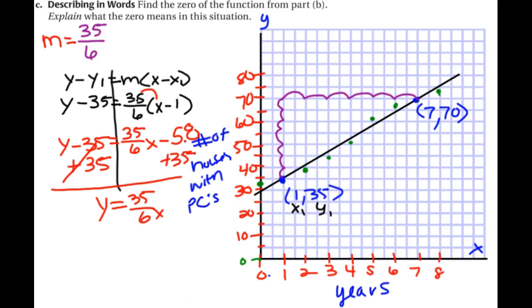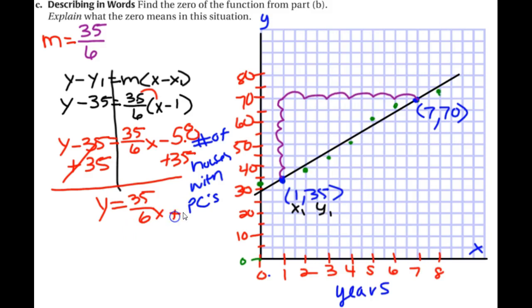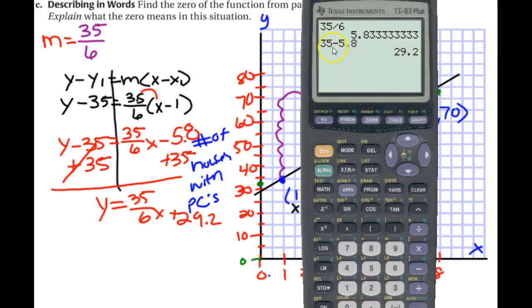If you want, you can plug it in your calculator. We have 35, and then we have negative 5.8. Gives us 29.2, and it's positive. And some of you may be confused there because I typed that in the other way. It doesn't matter if you type in negative 5.8 plus 35, because the 35 is positive in both cases and the 5.8 is negative in both cases. So you will get the same answer.